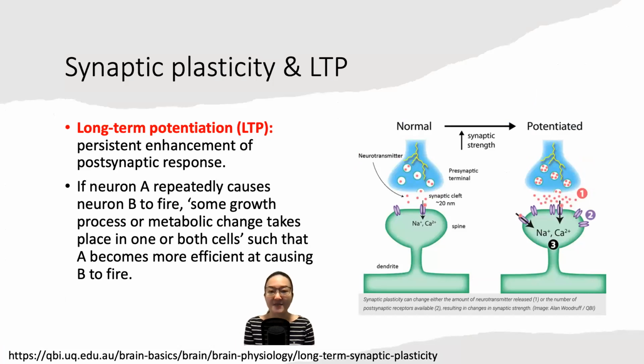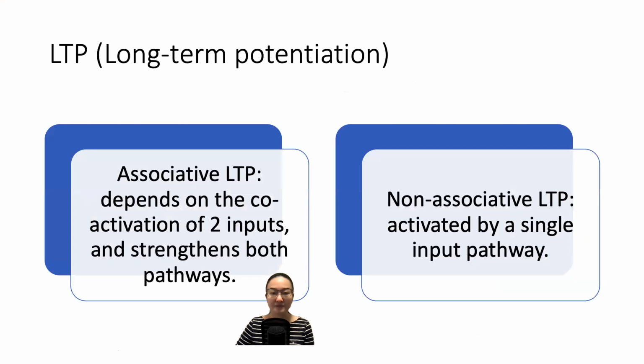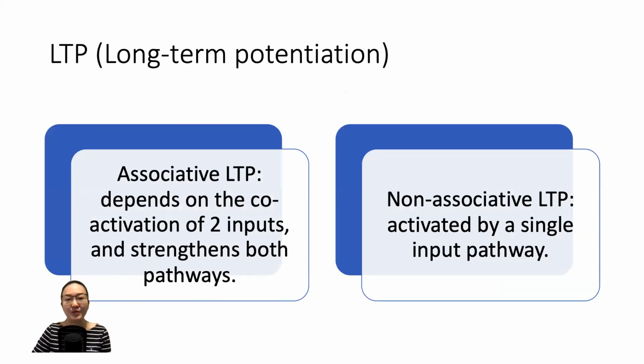Synaptic plasticity and LTP. Long-term potentiation, or LTP, is persistent enhancement of postsynaptic response. If neuron A repeatedly causes neuron B to fire, some growth process or metabolic change takes place in one or both cells, such that A becomes more efficient at causing B to fire. Associative LTP depends on the co-activation of two inputs and strengthens both pathways. Non-associative LTP is activated by a single input pathway.